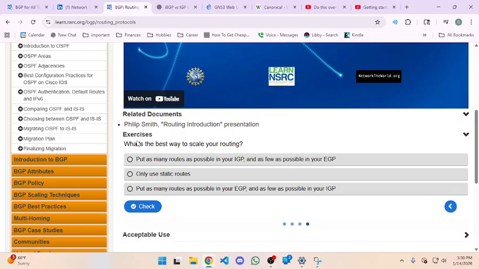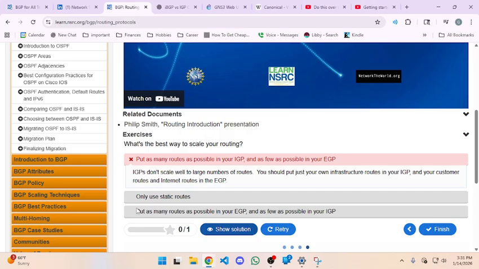What's the best way to scale your routing? Put as many routes as possible in your iGP, as few as possible in your eBGP, use only static routes, or put as many routes as possible in your eGP and as few as possible in your iGP. So we just saw, based on our conversation with ChatGPT, what the answer might be. Let's check. Oh, wow. Okay. IGPs don't scale well to large numbers of routes. You should put just your own infrastructure routes in IGP and your customer routes and internet routes in eBGP.